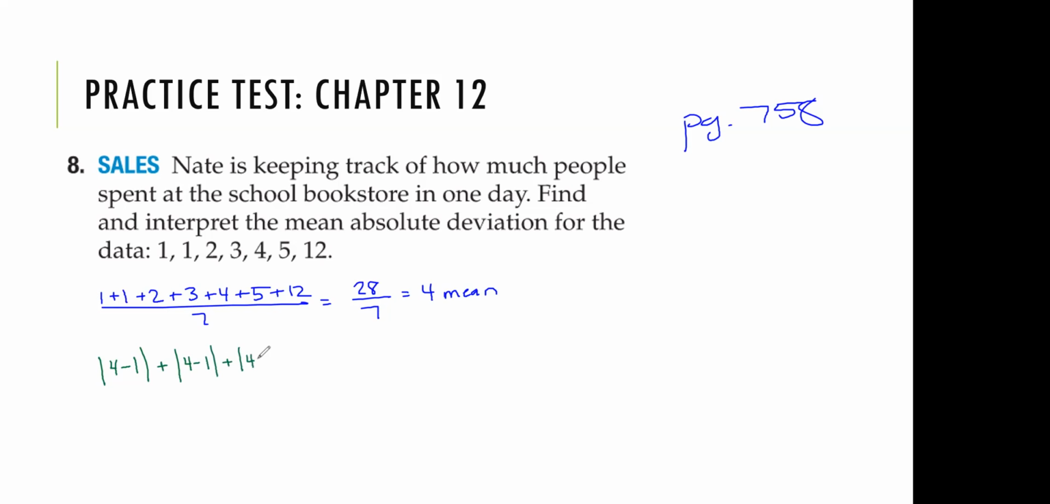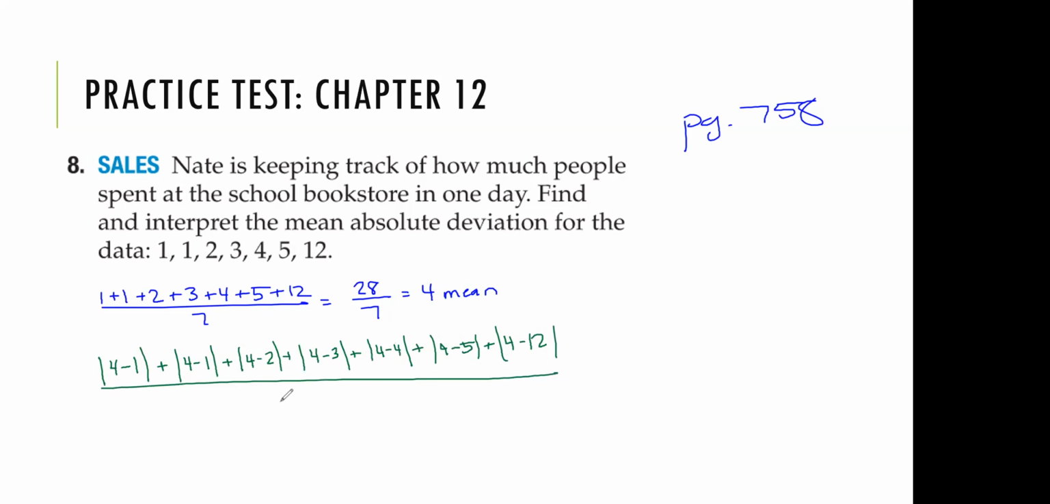So we have a 2, so we're going to subtract 2. We have a 3, so we're going to subtract 3. We have a 4. We have a 5. We have a 12 is the last one, okay? And then you're dividing all of that by the number of data, which is 7, okay?